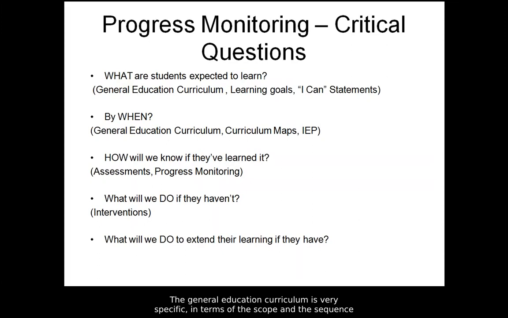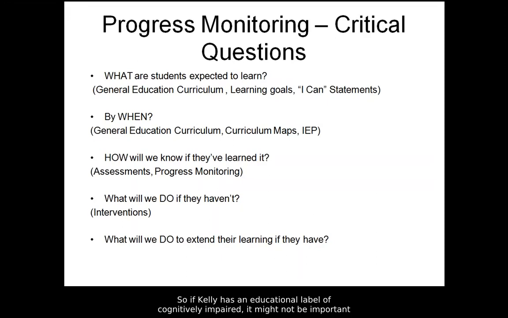The general education curriculum is very specific in terms of the scope and the sequence about by when, what 2nd graders are supposed to learn, what 7th graders are supposed to learn. Another tool that sometimes comes up is curriculum maps, and some schools do curriculum maps and some don't. For some kids with identified disabilities, a curriculum map sometimes helps figure out what parts of the curriculum are important for the student and what parts aren't.